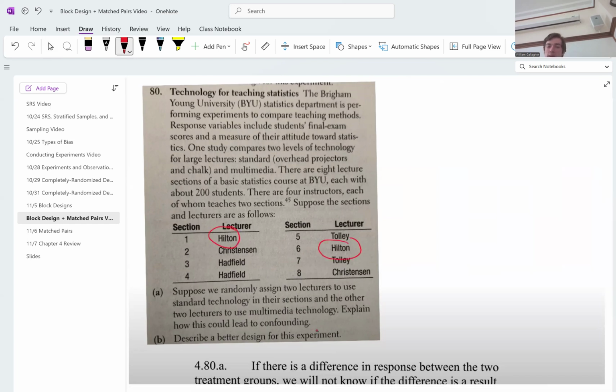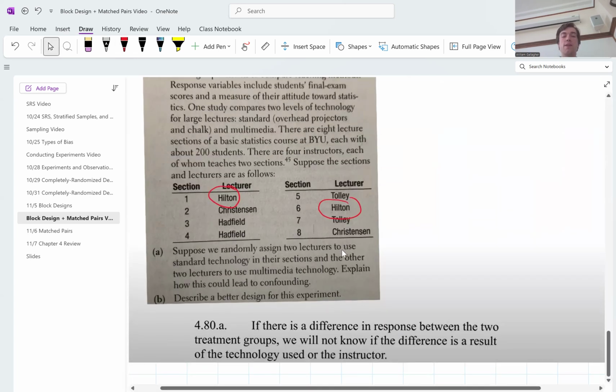So Hilton is section 1 and section 6. So for part A, suppose we randomly assign 2 lectures to use standard technology in their sections and the other 2 lectures to use multimedia technology. Explain how this could lead to confounding.